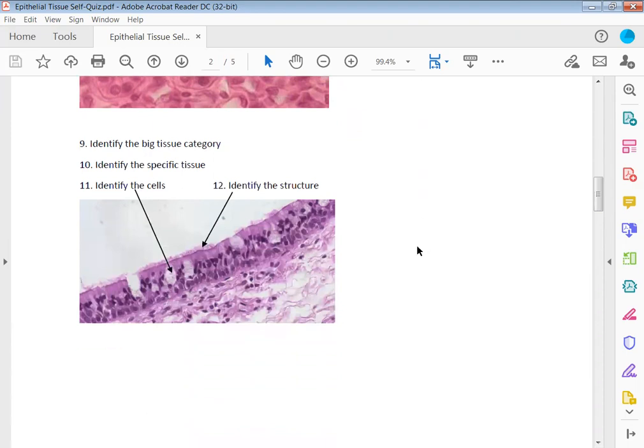Now, the tissue that we're talking about in 9 through 12 here. Identify the big tissue category is going to be epithelial or epithelium. Identify the specific tissue is going to be pseudostratified columnar epithelium. You know that it's pseudostratified because when you look at it, it looks extremely messy or extremely chaotic. And that clues you in right there. On number 11, it says identify those cells. Those cells would be your goblet cells. Remember, goblet cells produce mucus. And number 12 says identify the structure. It's talking about the little eyelash structures on top. Those structures are called cilia, C-I-L-I-A. If I had another arrow pointed down here and said identify this structure, you would tell me basement membrane.